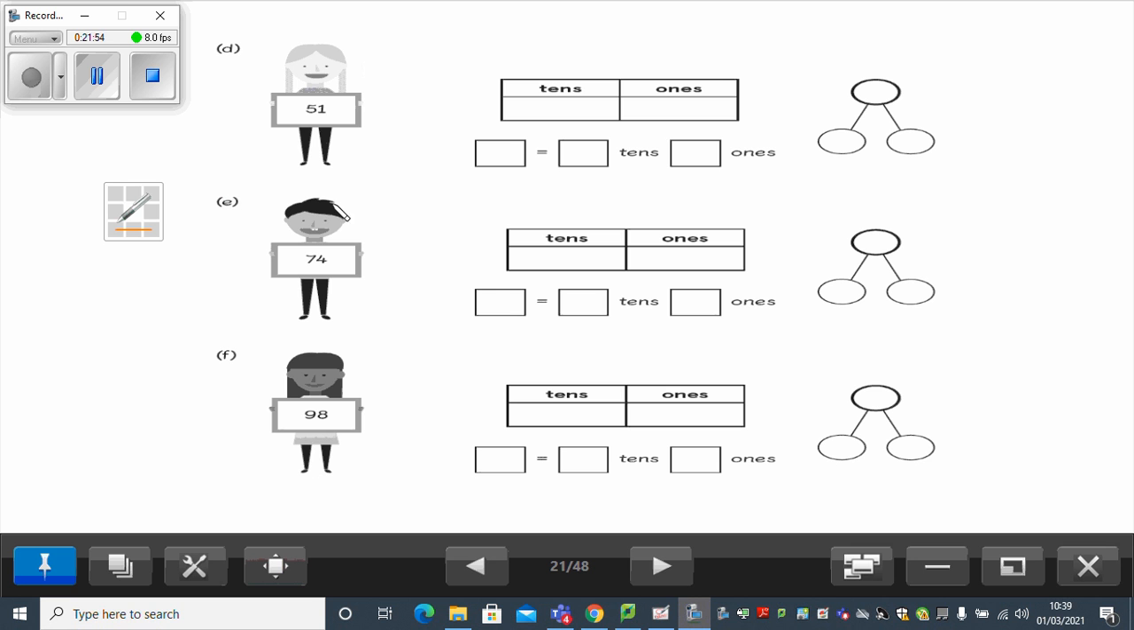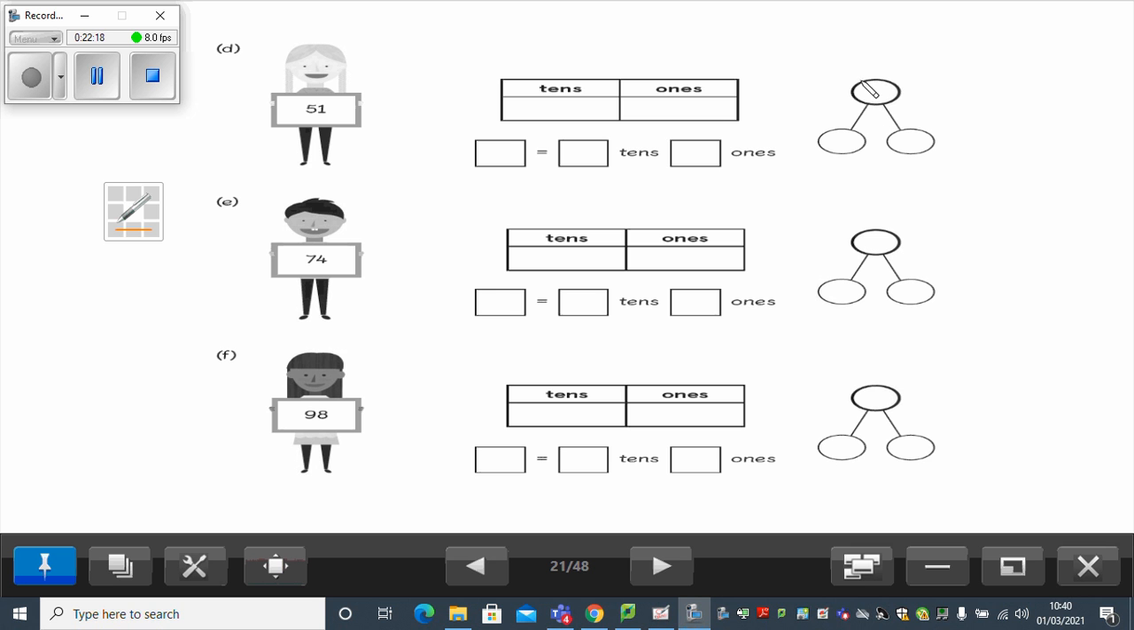And our final sheet is the same. So our Maths Buddies have some other 2-digit numbers. But this time, you're writing the whole number here, and then how many tens, how many ones, including that in your place value chart, and then you've got to complete each part of your whole part model.